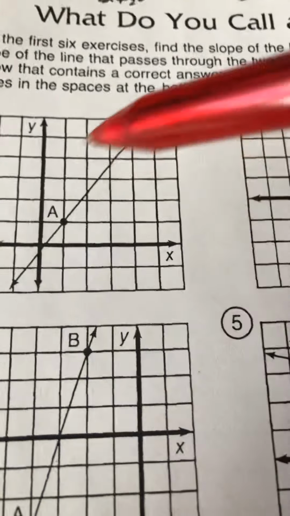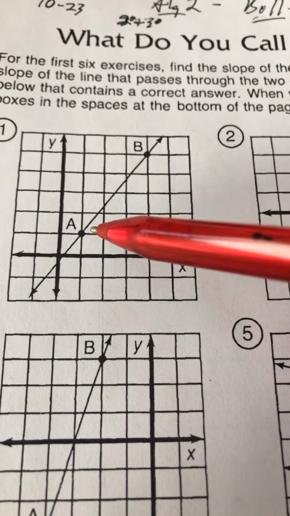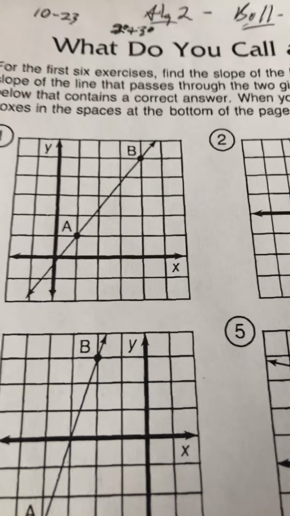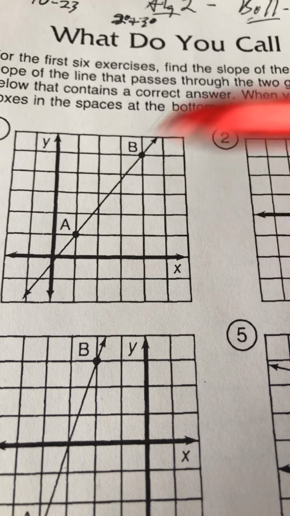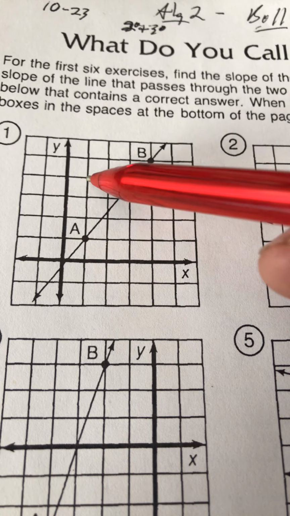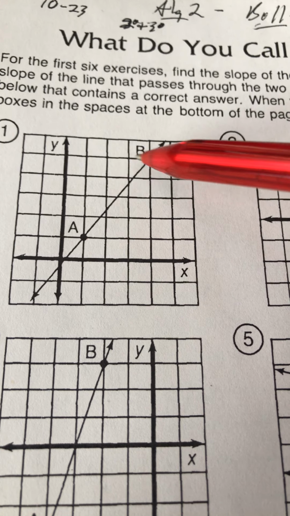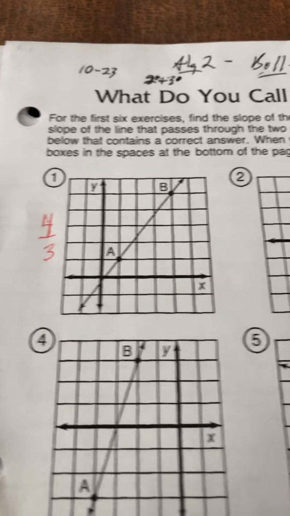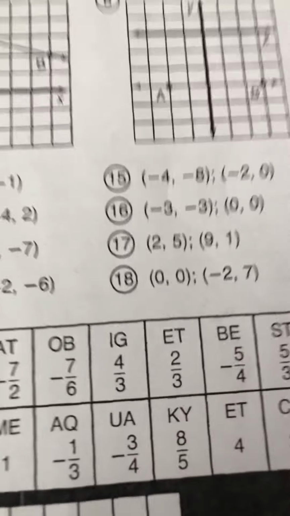Okay, so for number one, what we're doing is the up and over. It's the rise over the run. From A to B, what's the rise over run? It goes up 1, 2, 3, 4 over 1, 2, 3. So up 4 over 3, a positive 4 over 3. For number 3, find that answer, positive 4 over 3, and you would cross that off.